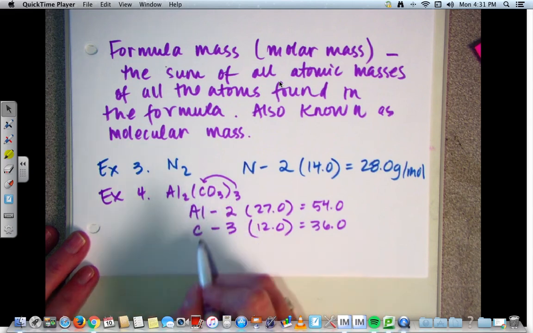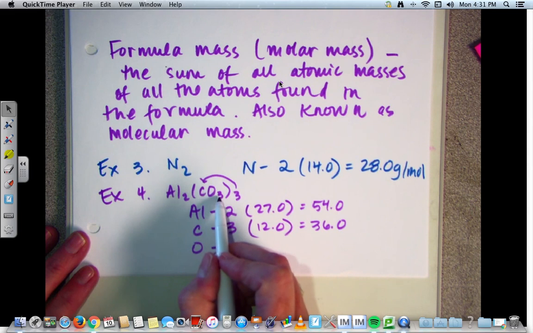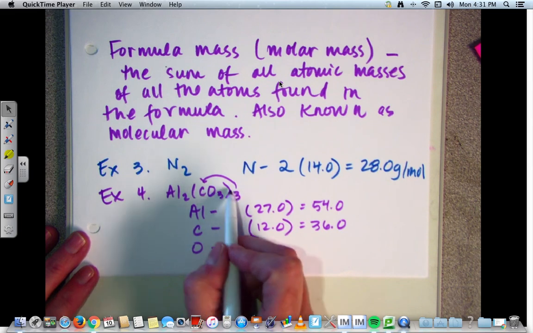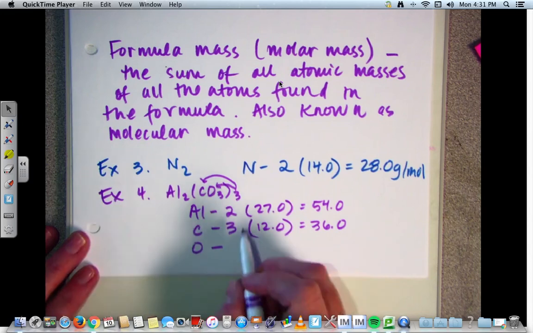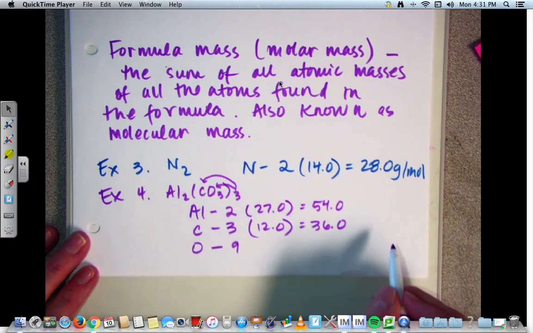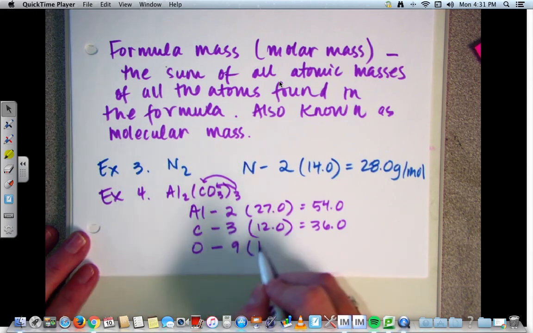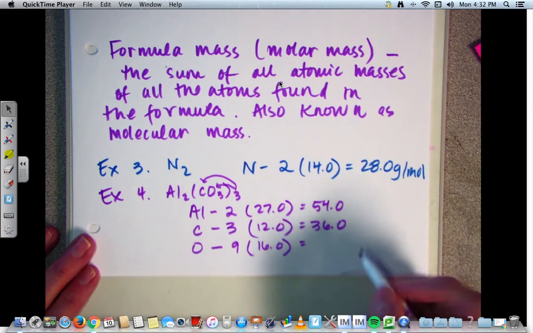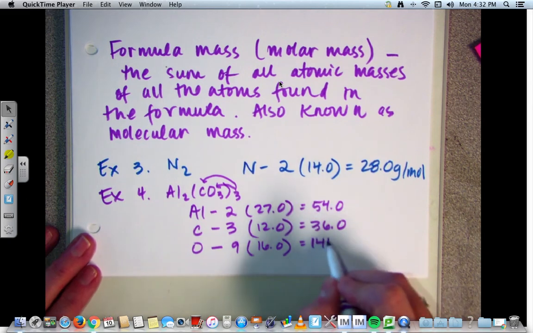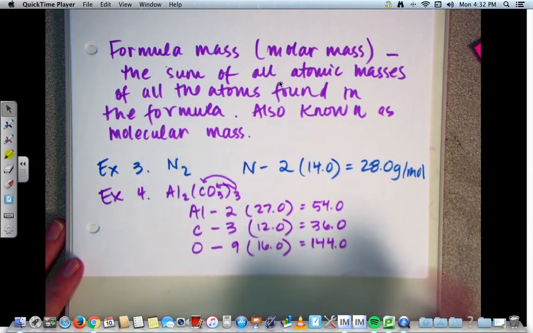The last element that we have is oxygen. We have 3 oxygen here inside the parentheses, and then we have the 3 on the outside that gets distributed to that. So 3 times 3 is 9. Oxygen is 15.999 on our periodic table. We will round that to 16. So 9 times 16 is 144. So we have found the mass of each of the elements.